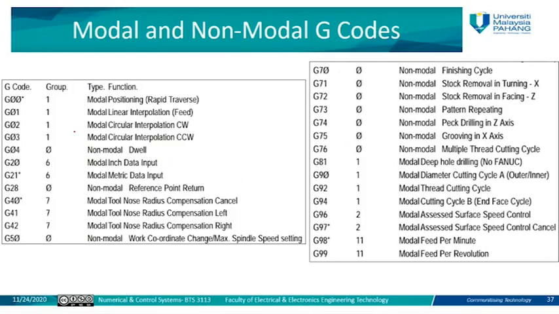So this is the table for modal and non-modal G codes. As you can see here, there are G00, G01, G02, all located in the same group, which is group 1. Then we have G04 in group 0, G28 in group 0, and all of these you can see are non-modal. So you can see here the type, whether it is modal or non-modal, and what it will be used for. All the 0s here are non-modal, and the 1s and 2s are modal, from the same groups.